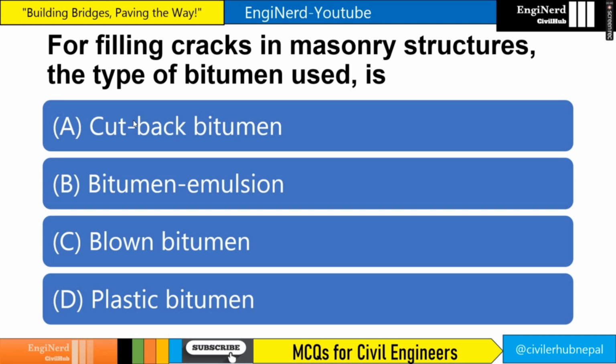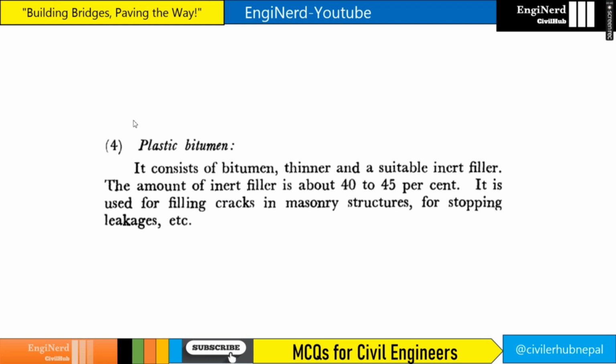For filling cracks in masonry structures, the type of bitumen used is plastic bitumen, right? We see that plastic bitumen is used for filling cracks in masonry structures.